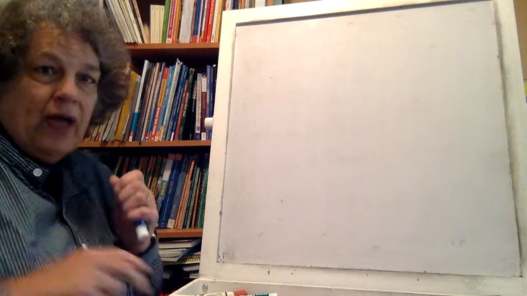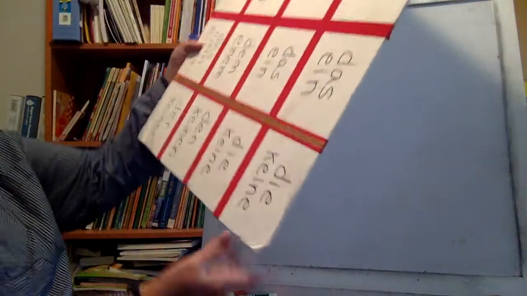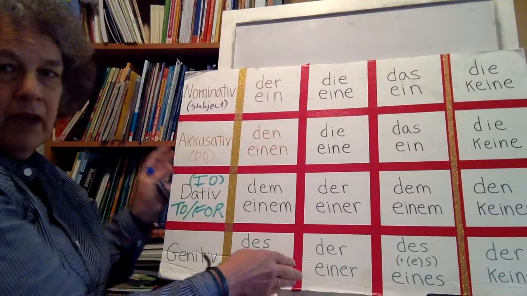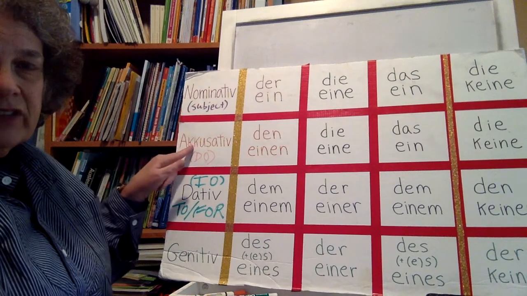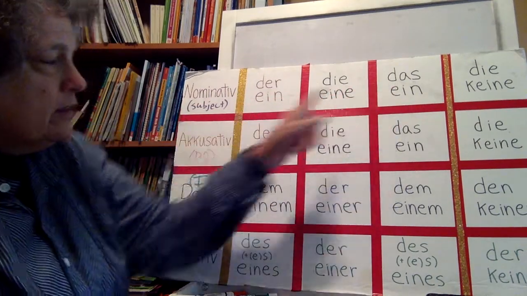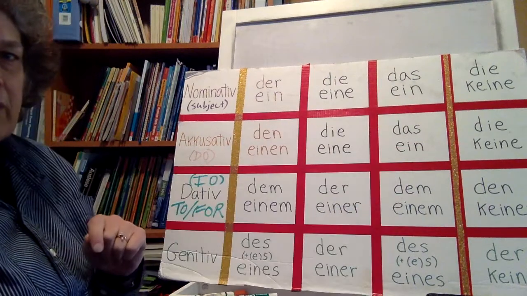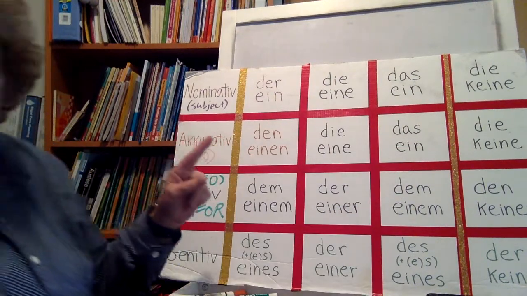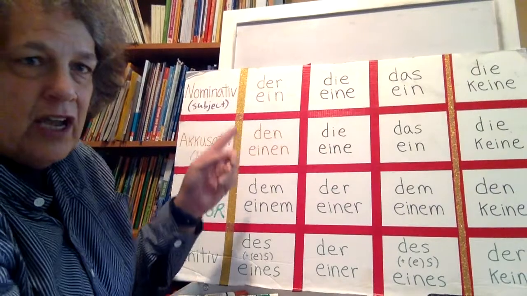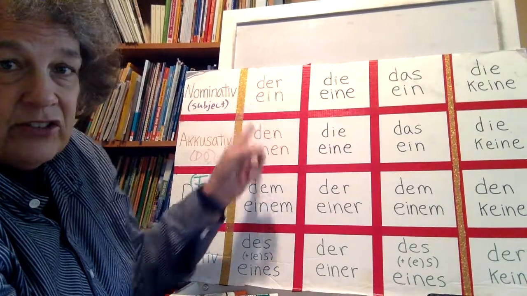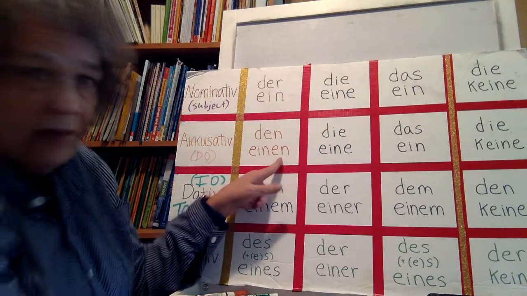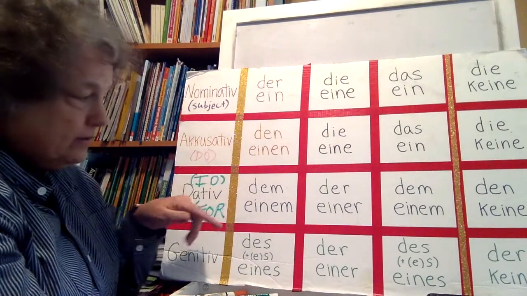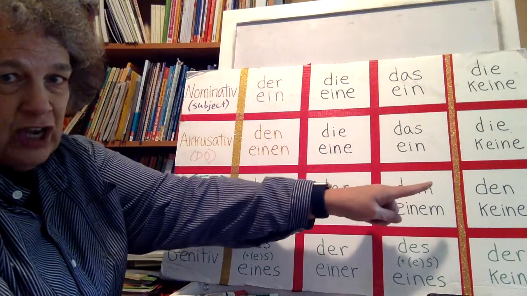All right? So as you remember, and you just love our chart, right? We've worked very, very hard on nominative and on accusative, right? So you know these rows by heart. And you remember that really the only change is where der changes to den and ein changes to einen. Okay? Now, the dative is a whole different ball of wax. You see that? They all change.